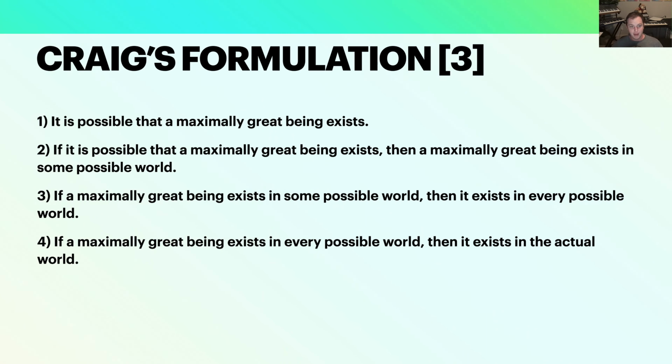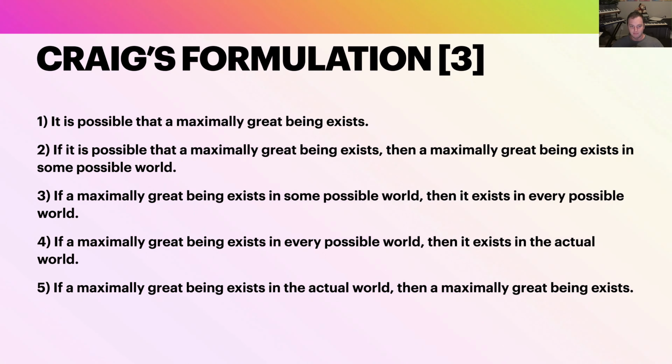Premise 4, if a maximally great being exists in every possible world, then it exists in the actual world, because the actual world is one of all the possible worlds, and if it exists in every possible world, it's going to exist in this particular actual world. And of course, if a maximally great being exists in the actual world, then a maximally great being exists, period. And the conclusion, therefore, a maximally great being exists.